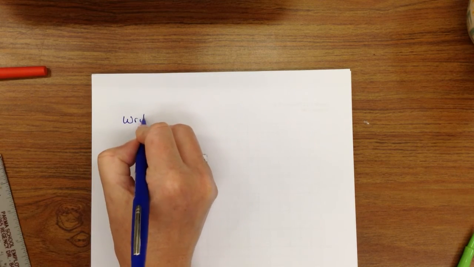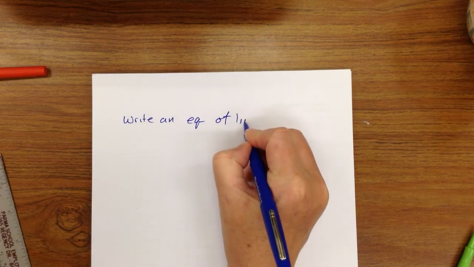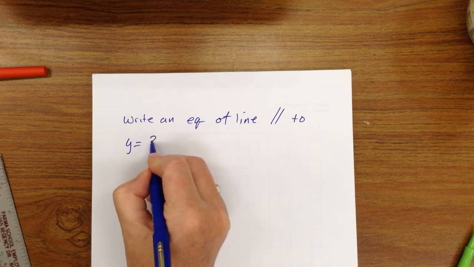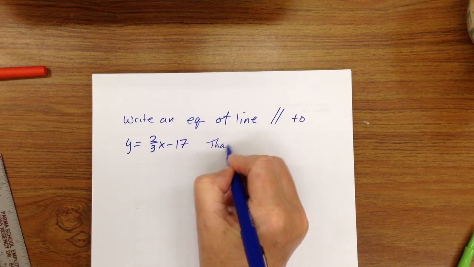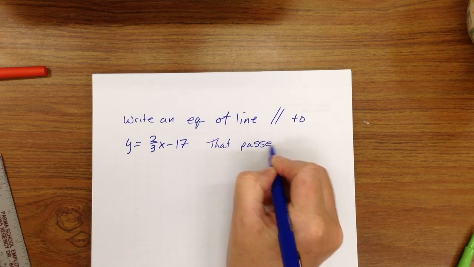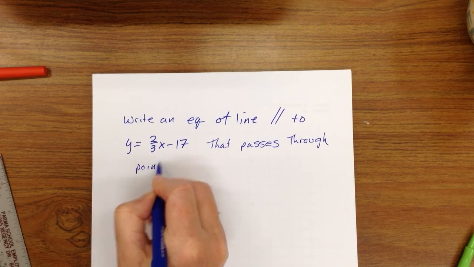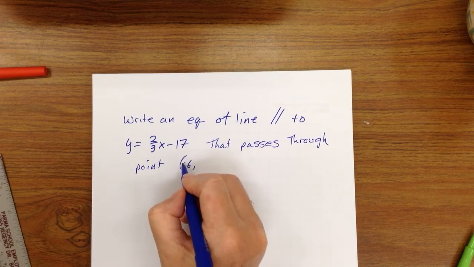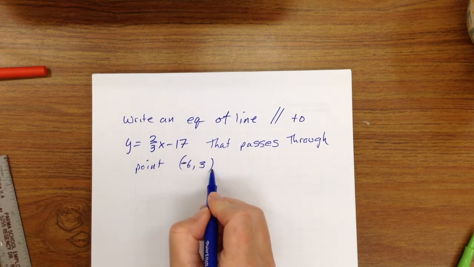All right, here's the problem. Write an equation of a line parallel to y equals 2/3 x minus 17 that passes through the point 6, -3. Just made that up. Look at me, just made up a problem right like that.